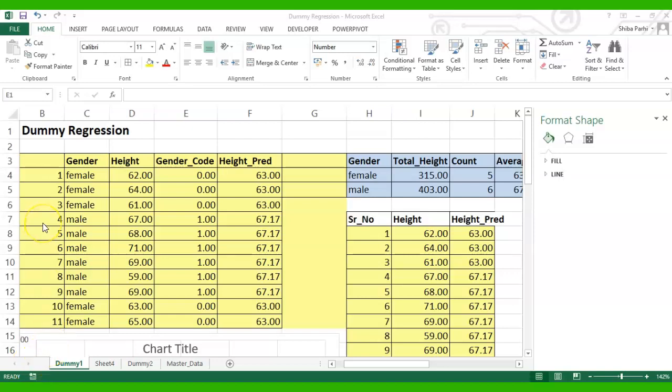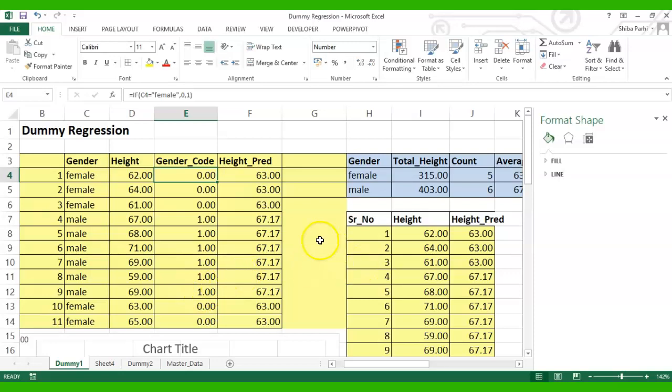We understood in the last video of the dummy regression how to go about dummy regression of the categorical variable gender with the height. Height is the dependent variable. I want to predict the height, and gender is a categorical variable, non-numerical. How to do the regression? To do the regression, I have to convert the categorical variable gender into a numerical variable in terms of binary coding. So I did a binary coding here. Female I put 0 and male I have put 1.